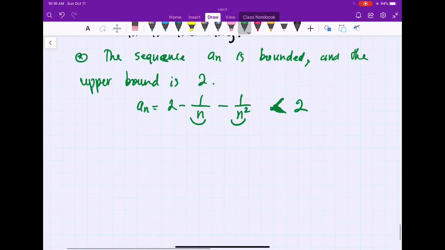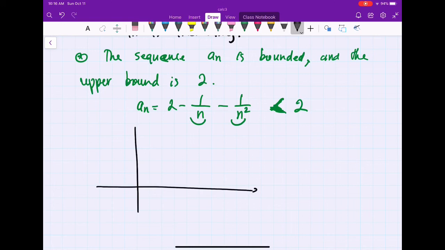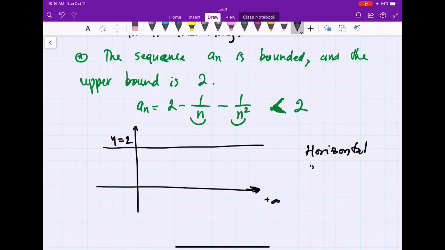So look at this picture. Here is 2, y equal to 2. Here is infinity. I hope you still remember horizontal tangent line, horizontal asymptote. When n equal to 1, the function is 0, which is good. So the function keeps increasing, and then never attains 2.